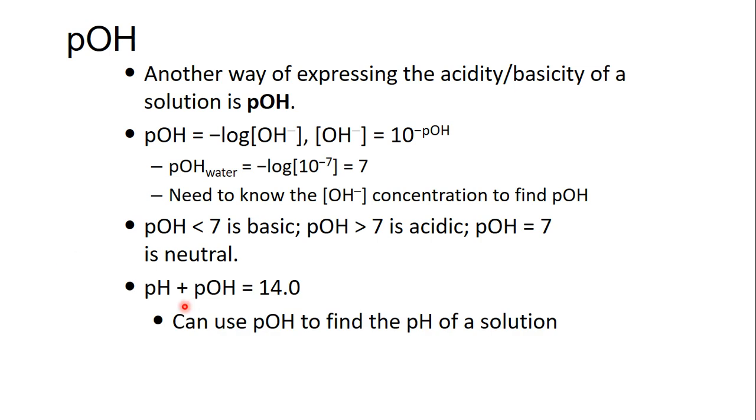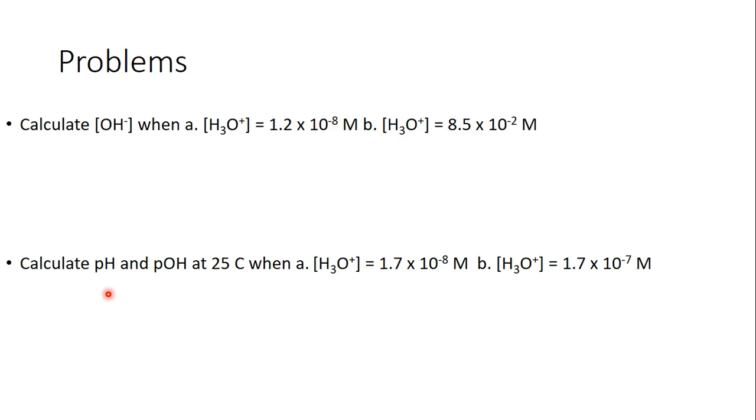What is interesting about this is if we know pH, we can find out pOH, because pH plus pOH equals 14. Just like how we said H3O plus concentration multiplied by OH minus concentration equals 1 times 10 to the minus 14, well, pH plus pOH equals 14 as well.